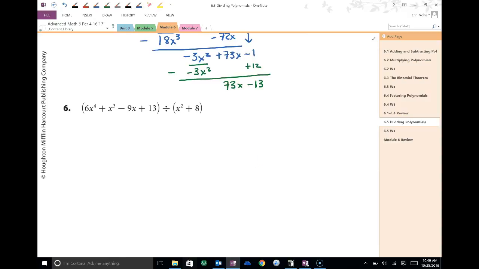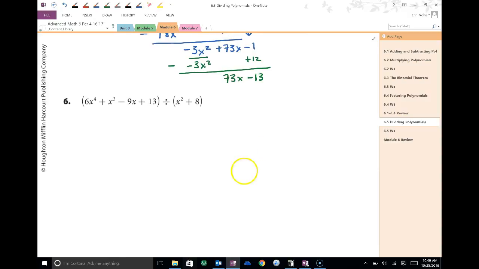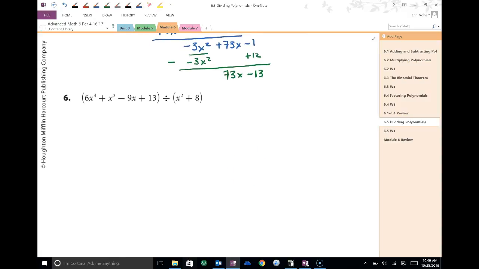Okay, so let's do one more. Let's do number 6, because this is a really good example for a specific reason. All right, so we got x squared plus 8 as our divisor, so that goes in the front, and then 6x to the 4th plus x cubed minus 9x plus 13 goes in the house.